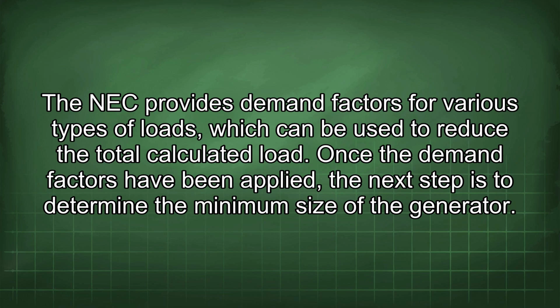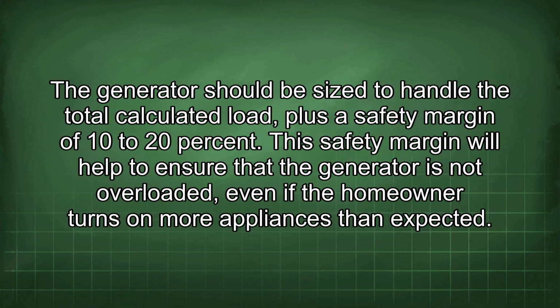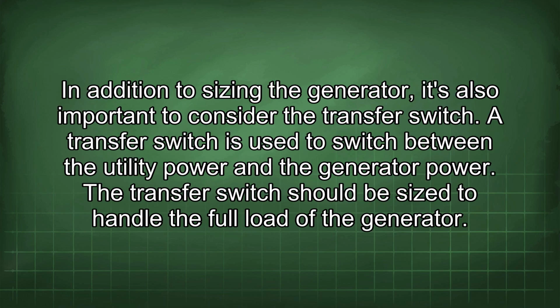Once the demand factors have been applied, the next step is to determine the minimum size of the generator. The generator should be sized to handle the total calculated load, plus a safety margin of 10 to 20%. This safety margin will help to ensure that the generator is not overloaded, even if the homeowner turns on more appliances than expected. In addition to sizing the generator, it's also important to consider the transfer switch.